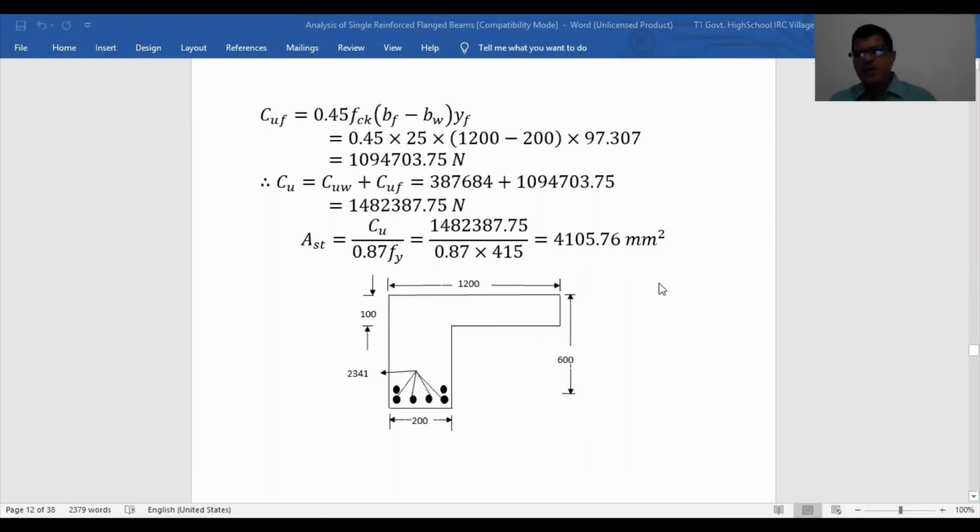So we discussed all the types of problems for this plane section. They are single reinforced plane sections, and in one class we'll discuss double reinforced sections.